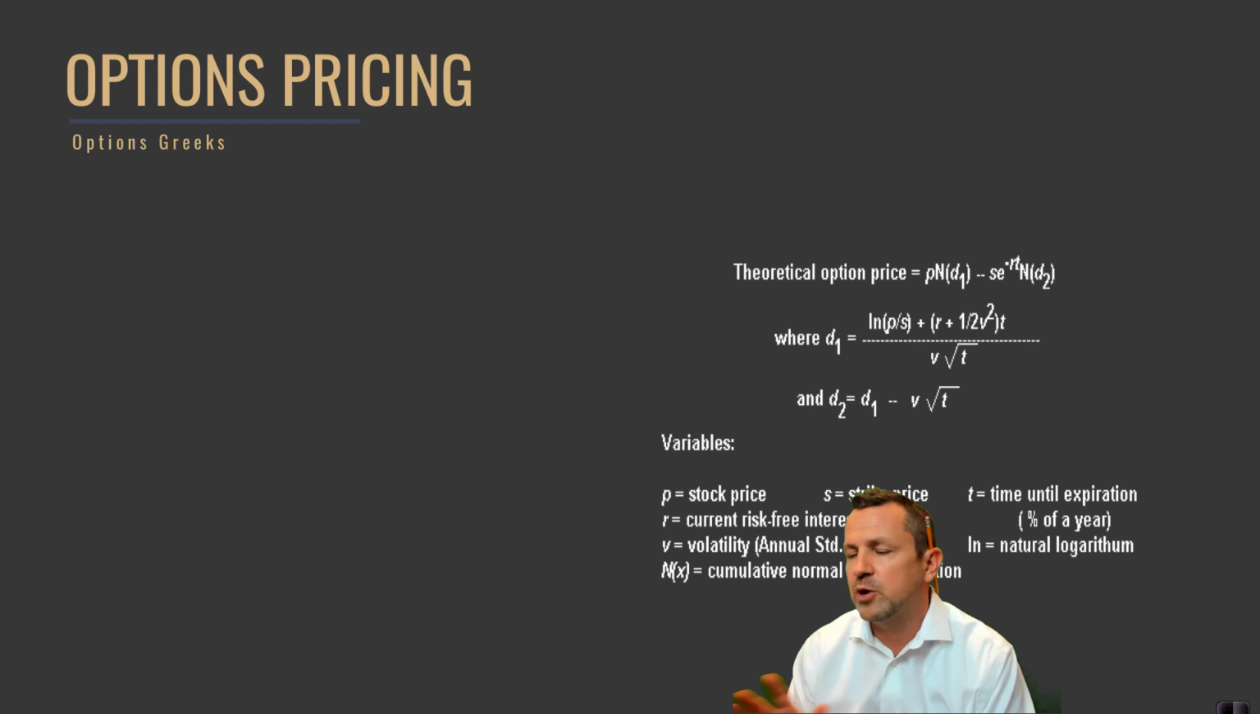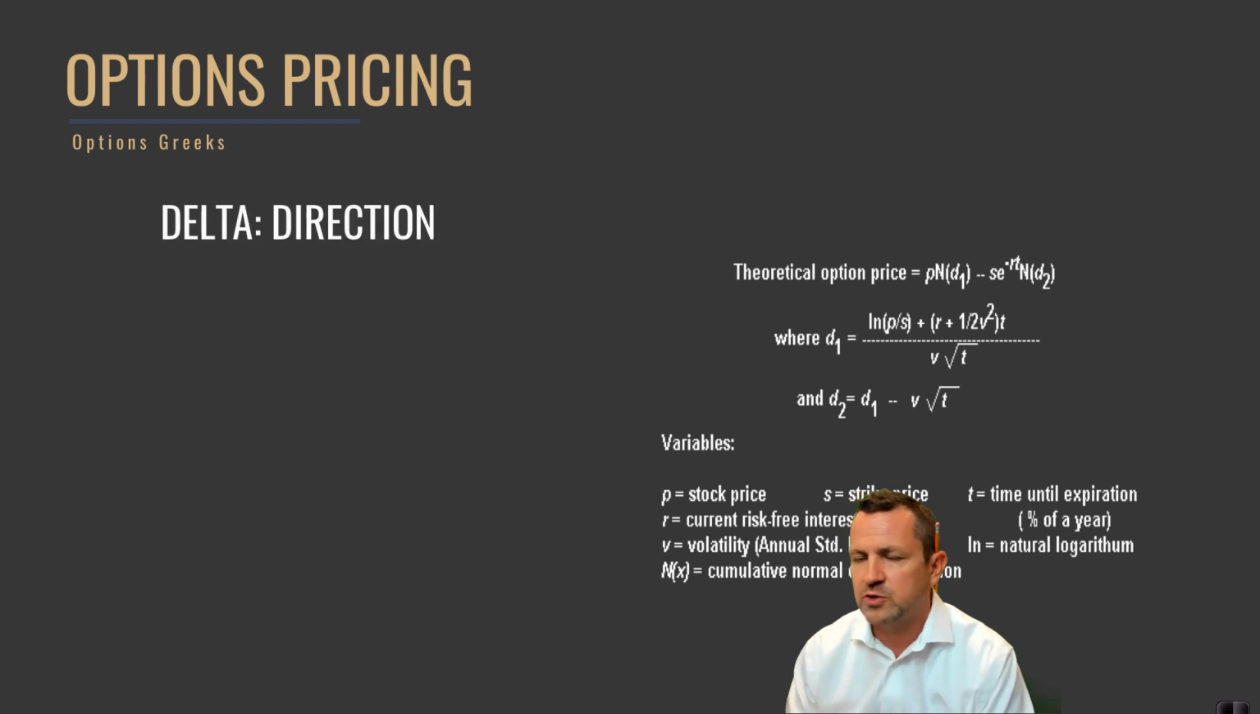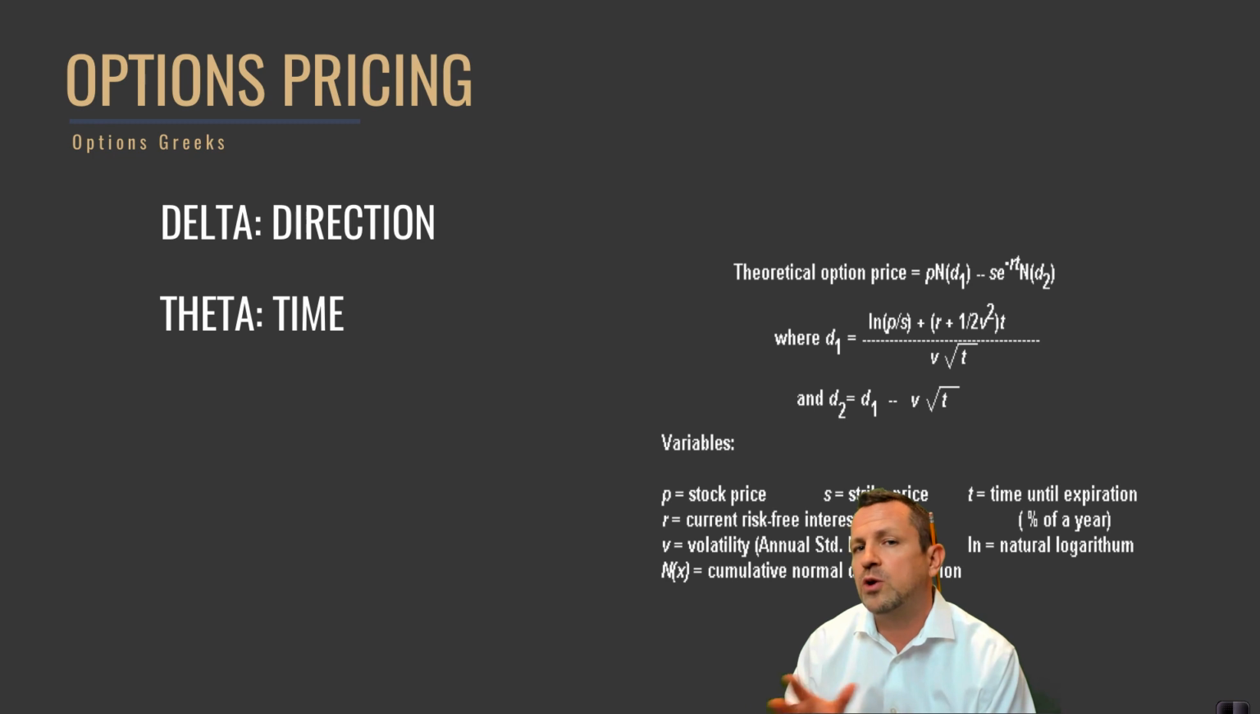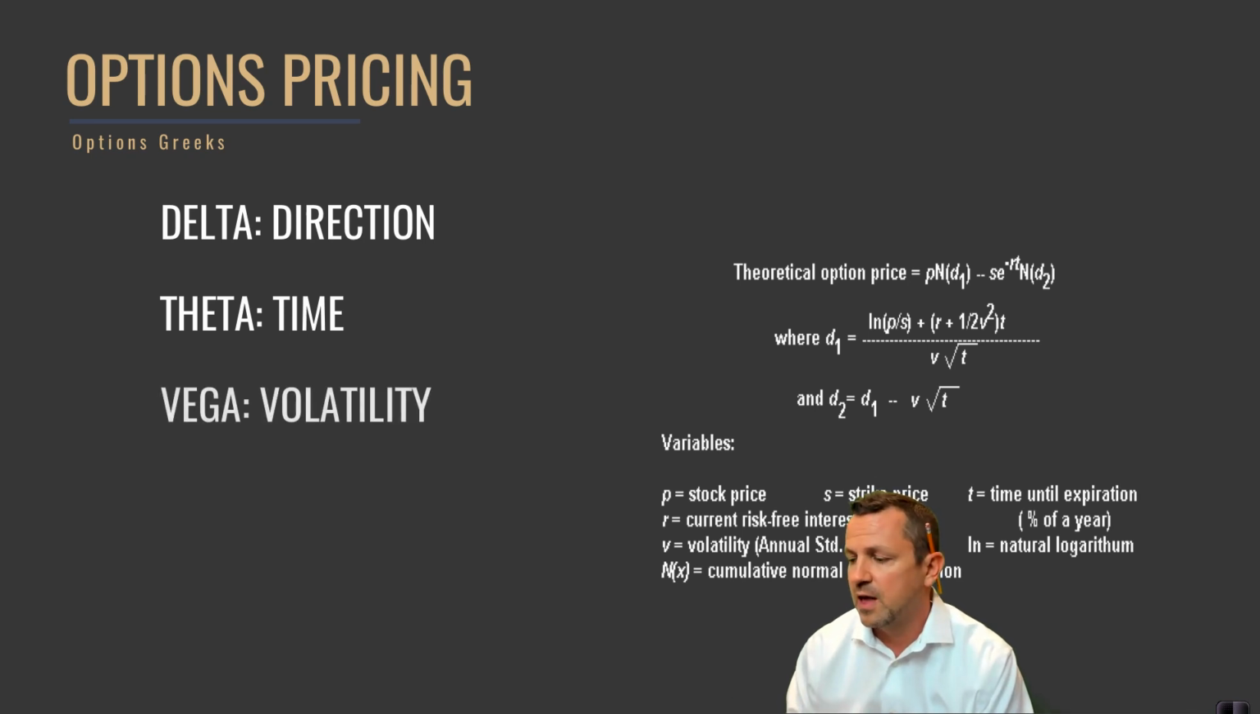Now, a simple memory hook to help you memorize some of those variables: D for delta. That's the sensitivity to the direction the price moves up or down. That's a variable. If the price moves up or down, the option premium changes. T for theta, time. The more time you have, the more premium is built in. The less time you have, the less premium is built in. Time is money, so T for theta, T for time. V for vega, V for volatility. Vega is the sensitivity to the measure of implied volatility that goes into the option pricing model.